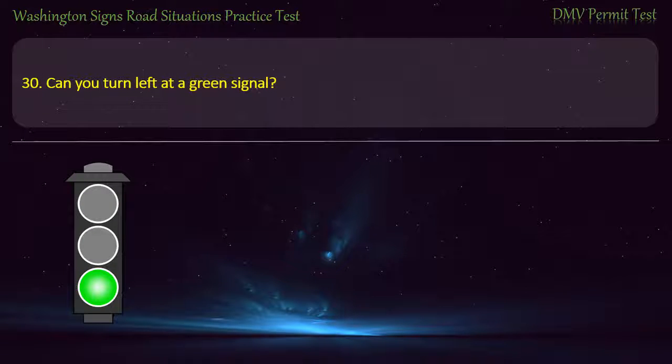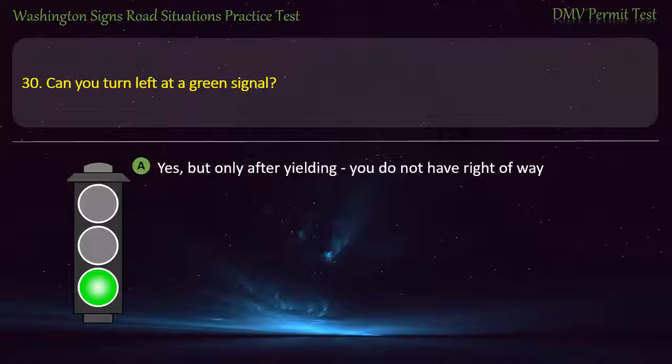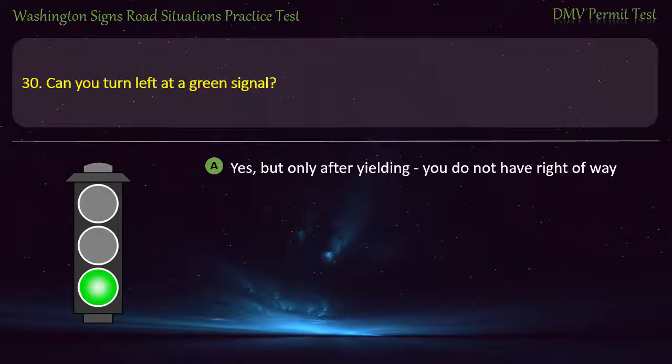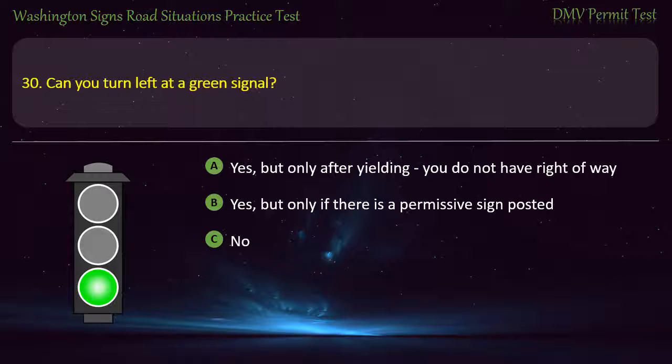Question 30. Can you turn left at a green signal? Yes, but only after yielding. You do not have right of way. Yes, but only if there is a permissive sign posted. No. Yes, you have right of way. Answer. Yes, but only after yielding. You do not have right of way.